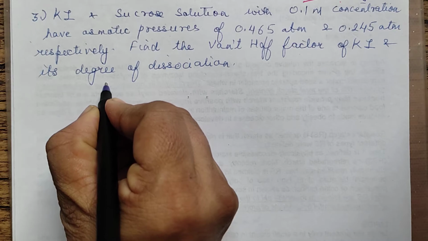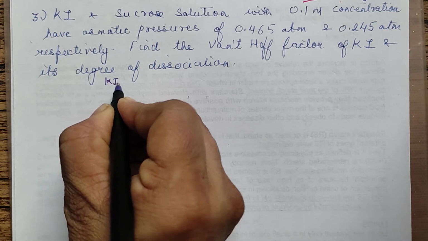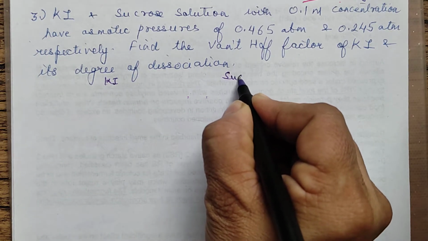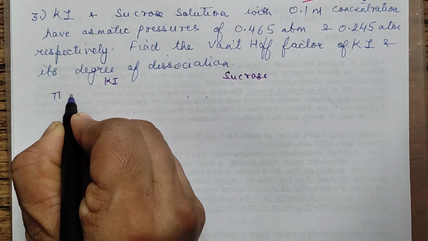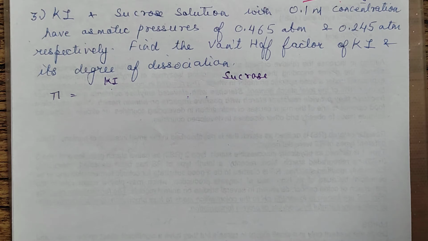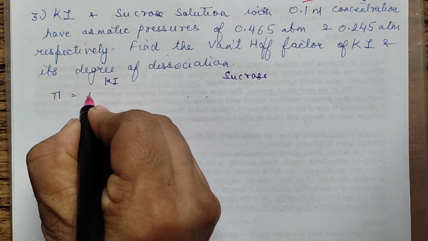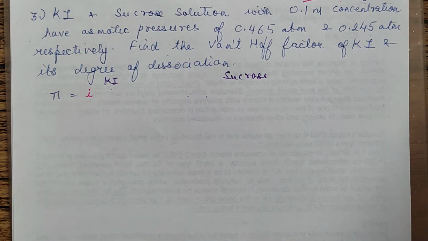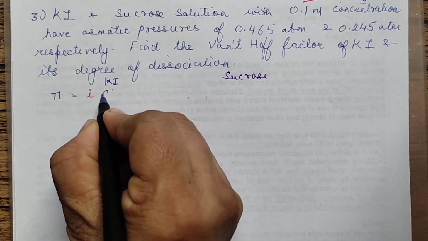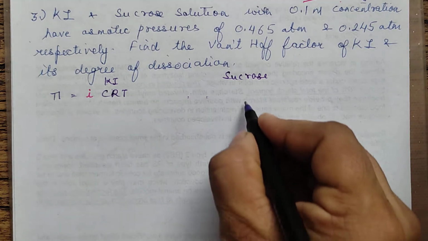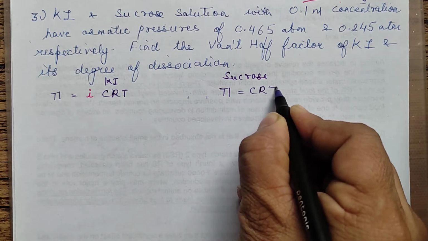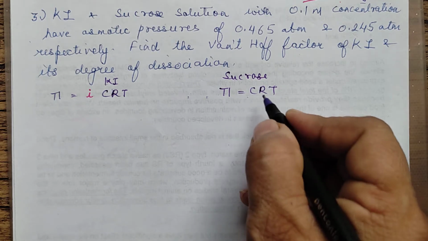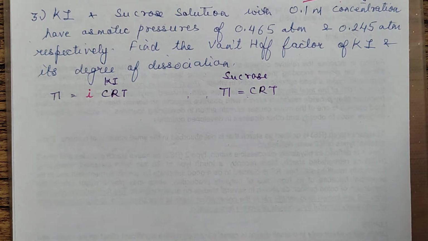Now first let us write for potassium iodide and for sucrose what will be their formulas for the osmotic pressure. Pi. This is an ionic compound. So for ionic compounds, I said you have to use this i. So pi is equal to iCRT. Here you will write pi is equal to CRT. Why have I not written i here? You may write it, but for covalent compounds, the i will be equal to 1. So we may ignore it.